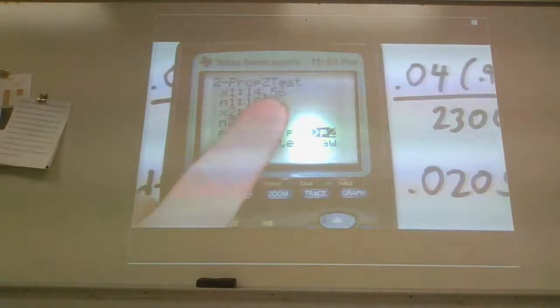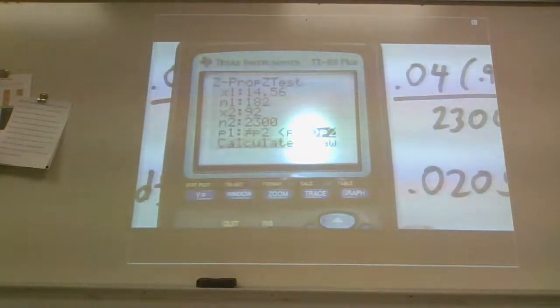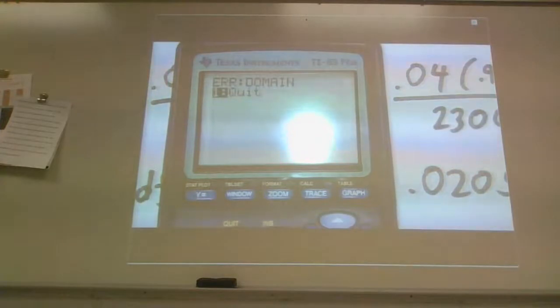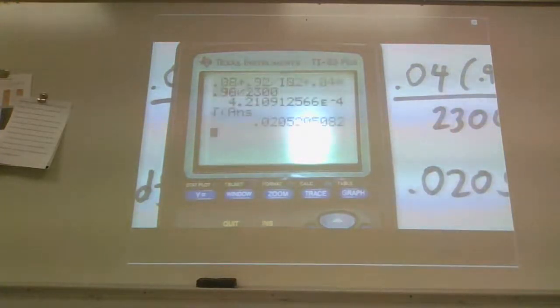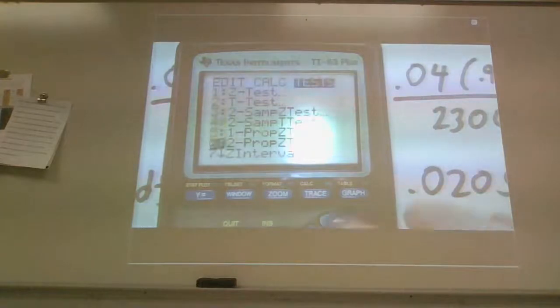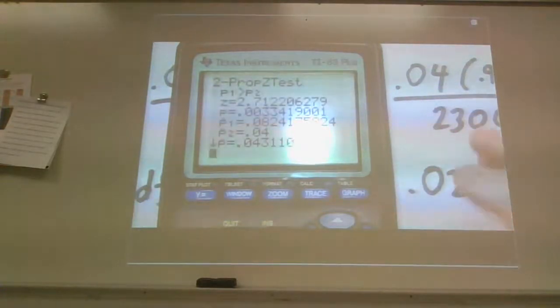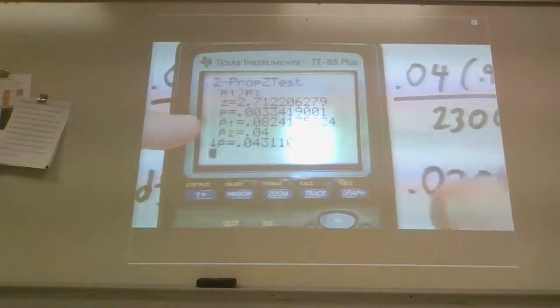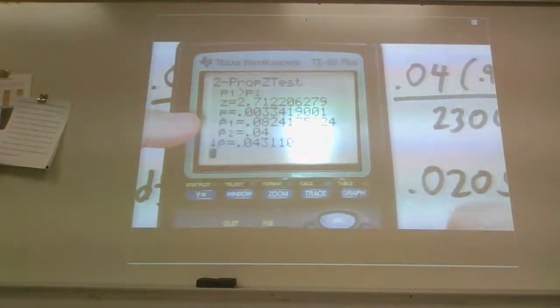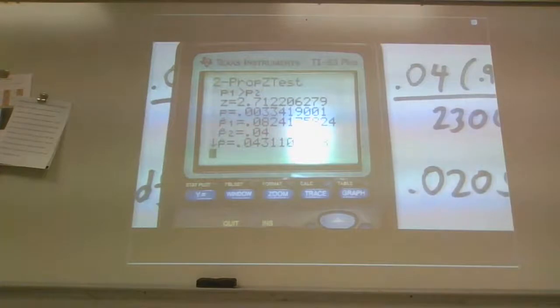But I can't leave the number like that. If I leave the number like that in 2-prop z-test, watch what happens. Calculate. Oh no. It doesn't work. And the reason why it doesn't work is because I have to have that be a whole number. Putting that up to 15 shouldn't make too much of a difference. But it does slightly. It changes that 8% number slightly. So we do get a certain p-value.